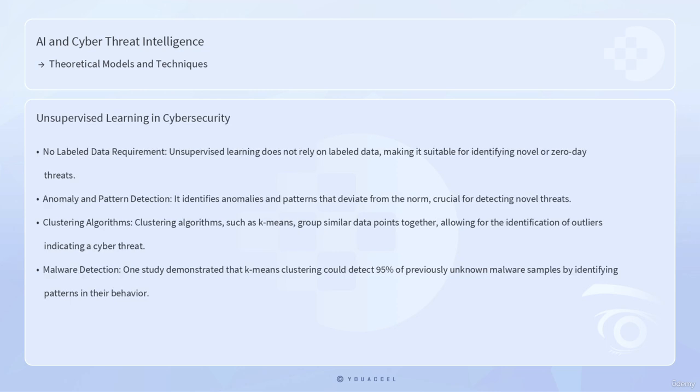Unsupervised learning, on the other hand, does not rely on labeled data. Instead, it identifies anomalies and patterns that deviate from the norm, which is crucial for detecting novel or zero-day threats. Clustering algorithms, such as k-means, group similar data points together, allowing for the identification of outliers that may indicate a cyber threat. One study demonstrated that k-means clustering could detect 95% of previously unknown malware samples by identifying patterns in their behavior.